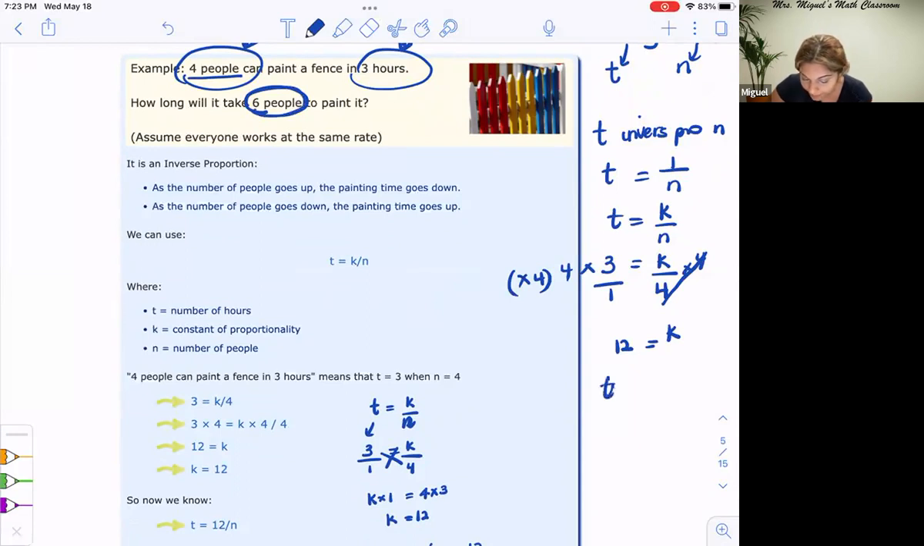So T is equal to 12 over N. So T is 12 over 6, which is 2 hours. Do you all understand that? Yes, miss.